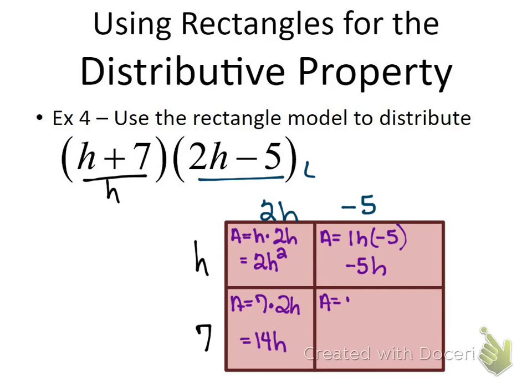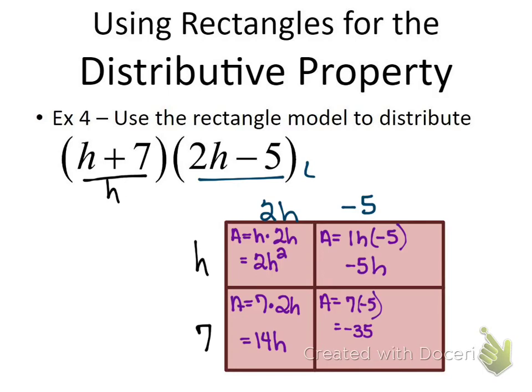7 times negative 5. Good. You can use a little dot to show multiplication, but when I use a negative, I really don't like using the dot. So what's 7 times negative 5? Negative 35. Perfect. Okay, now I need to find the total area. How do I determine what the total area is?